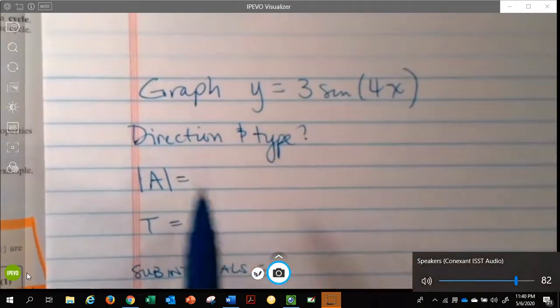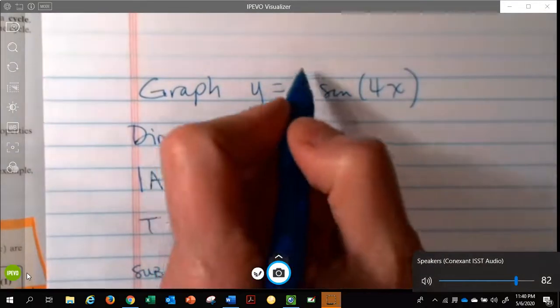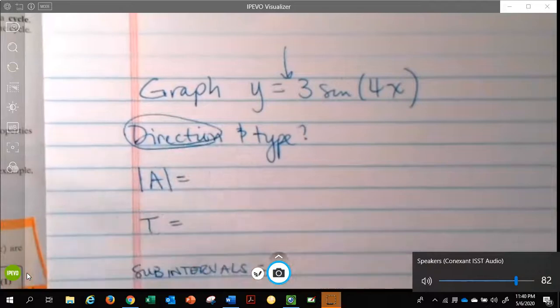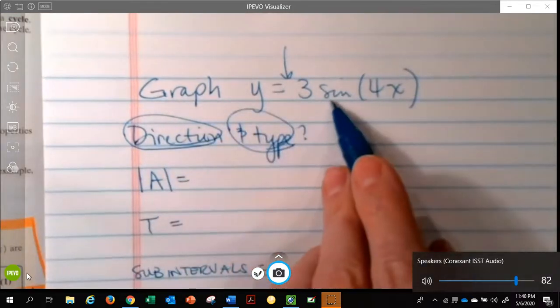And what I mean by this, and we'll get to the amplitude in just a second, but when I look right here, do I have a positive 3 or a negative 3? And since it's a positive 3, my direction is what I would call normal. Whatever we're talking about is going to start and perform its normal direction. But then what type? Well, it's a sine graph.